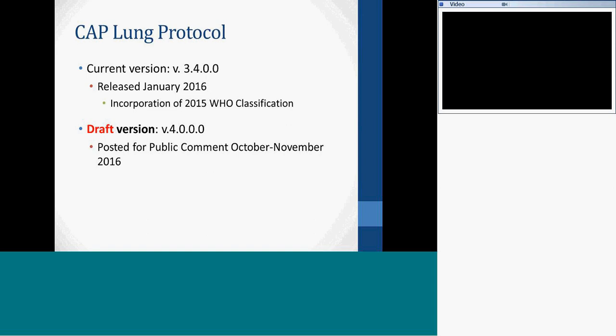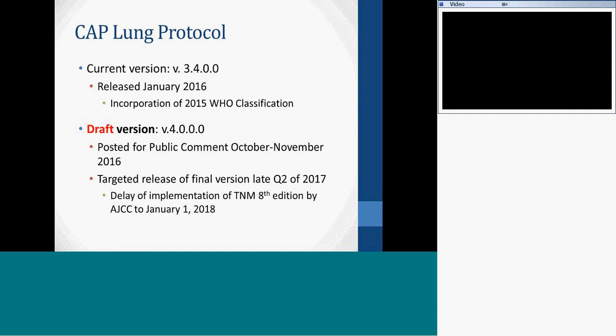The draft version of a revision, version 4.0, was released for public comment, I think in late October or early November 2016. The goal was, I think, for release of this on January 1st of this year. However, due to delay of implementation of the TNM 8th edition by the AJCC to January 1st of 2018, the release of the CAP version of the lung protocol has also been delayed, with the target release date of late quarter two of 2017, so hopefully by the end of June. This delay, I guess, is really intended to permit vendors to make the updates that are needed for the TNM 8th edition.